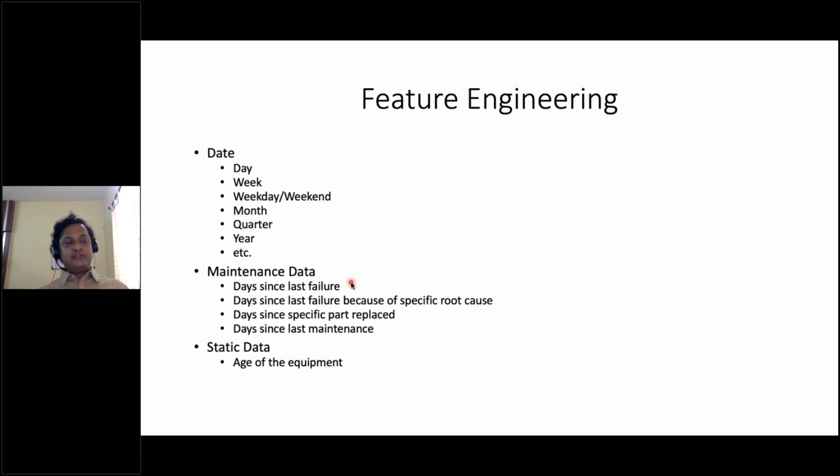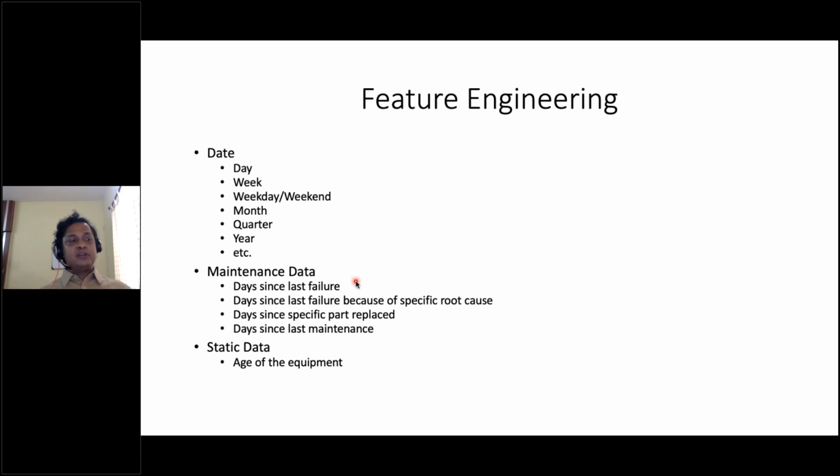My equipment has failed and it was repaired yesterday. What is the probability that it will fail in the next 7 days? Probably a very low probability. It has already been looked into by a service person, but it may fail in the next 6 days, right? So that could be a good feature.